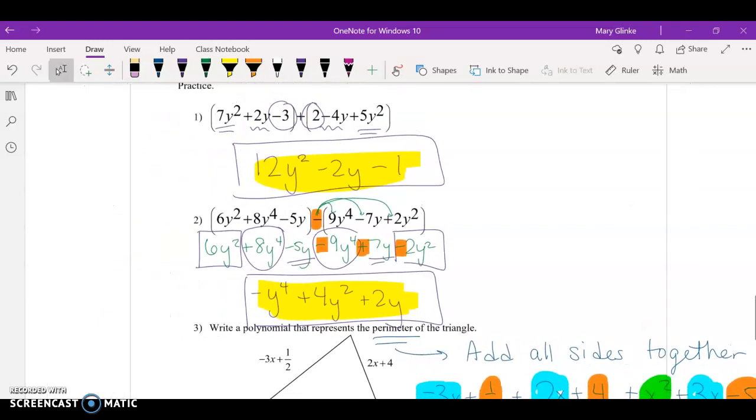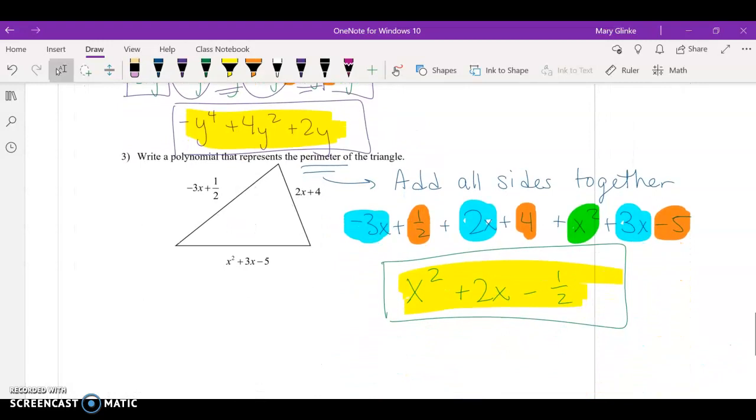And then the last one is asking for the perimeter. To find the perimeter of something, that means you need to add all of the sides together. So we can take each of those sides and write them as addition in between each of them, and then combine like terms. When we do that, we end up with x squared plus 2x minus 1/2.